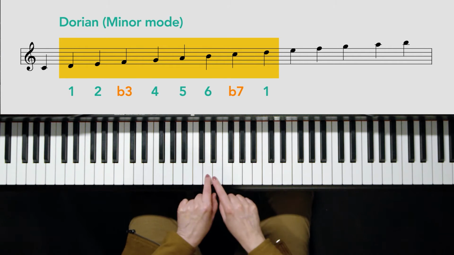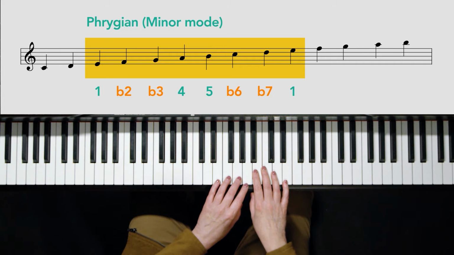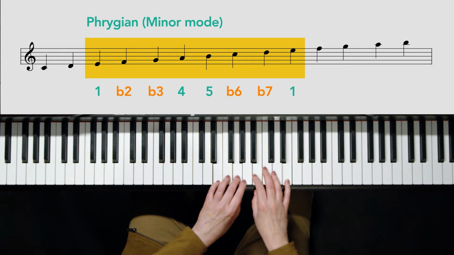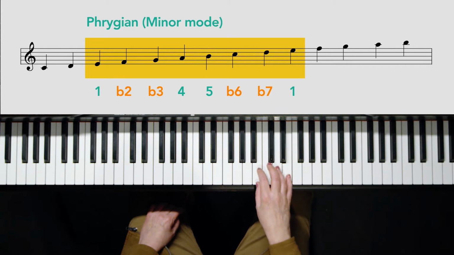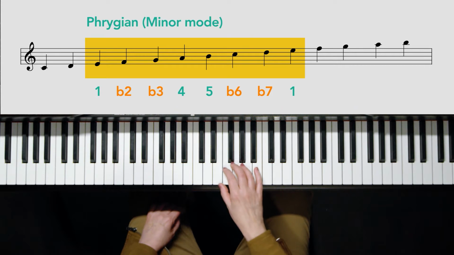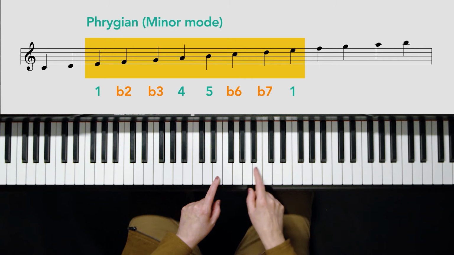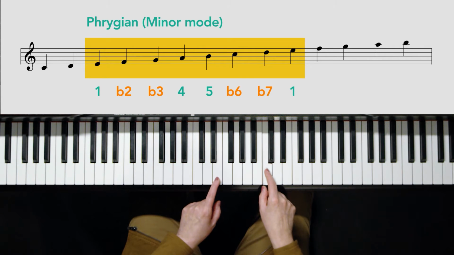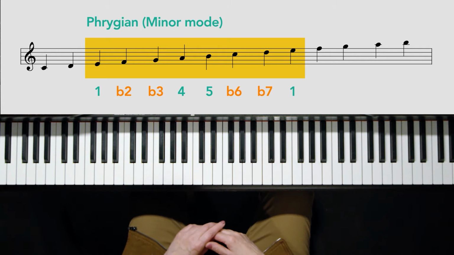And then we go up another step from D to E. All the white keys. What we have now is a mode called Phrygian, also a minor mode. Very interesting sound. It has a flat 2, and then a flat 3, and then a flat 6, and a flat 7. So that one's particularly colorful.